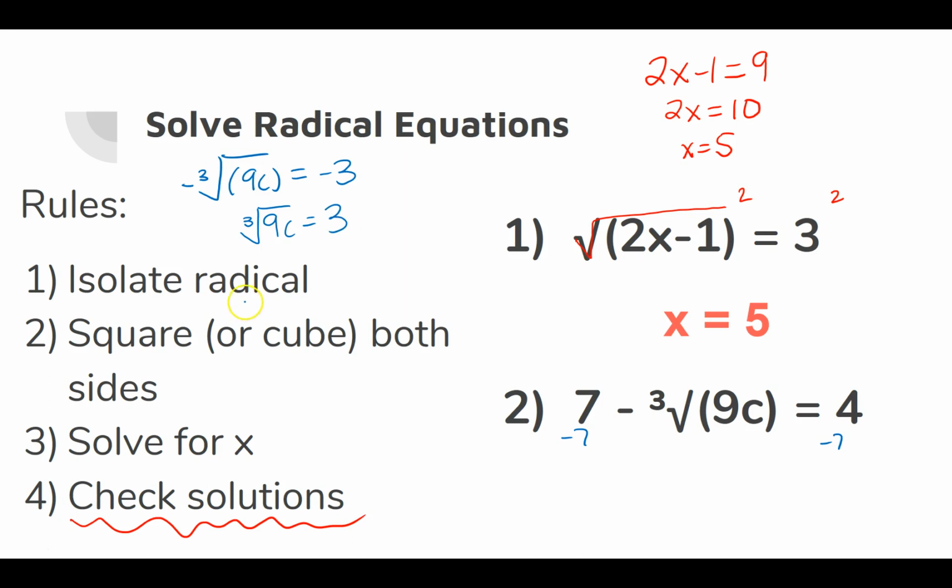Now my radical is finally by itself, so what are we going to do to both sides? We're going to cube both sides. Good. So the radical is gone. We have 9c equals 27. Divide, and we get c equals 3. Since it came from a cube root, no restrictions, so we know it's just equal to 3.